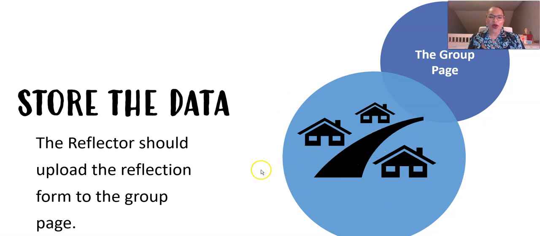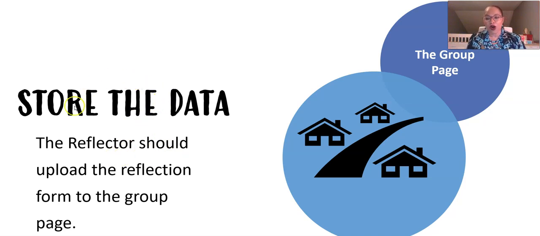All right. Next, you're going to have that reflection form stored on their neighborhood group page. I talked about this in the previous videos in this series, that there should be a group page for each group. In Blackboard, the group page has something called a file exchange. So I have the reflector submit the reflection form to the file exchange. You may want them to put it on a wiki, or on their group discussion board. Have them store this, because over time they will begin to see how they improved.